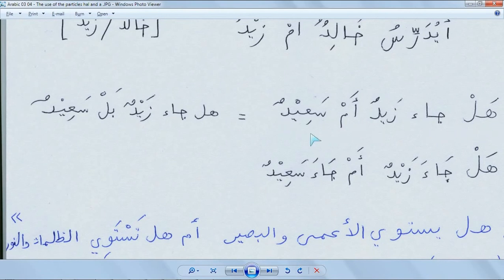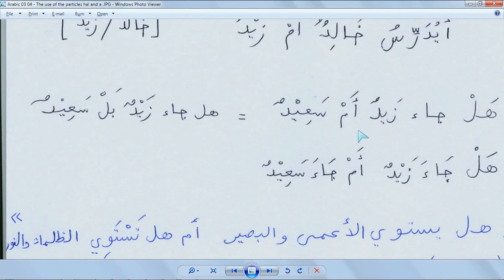But this doesn't actually quite mean that. Here the word أم doesn't mean or anymore. When it's in the context of hal, it actually means something called bal. And bal means, in a sense, instead. So hal ja'a Zaydun, so the person speaking asks a question, did Zayd come? And then he wants to correct himself. He says, bal Sa'idun. What I really meant was Sa'id. Hal ja'a Zaydun bal Sa'idun. Did Zayd, no, I mean Sa'id come.